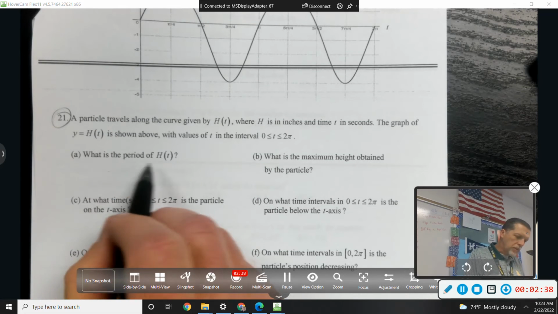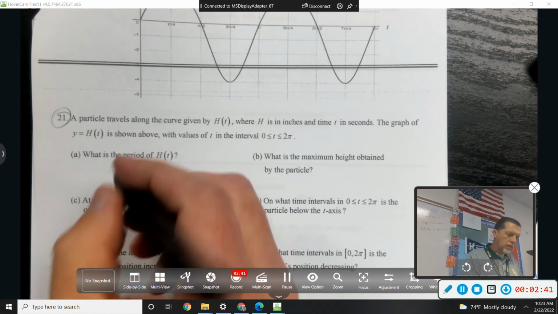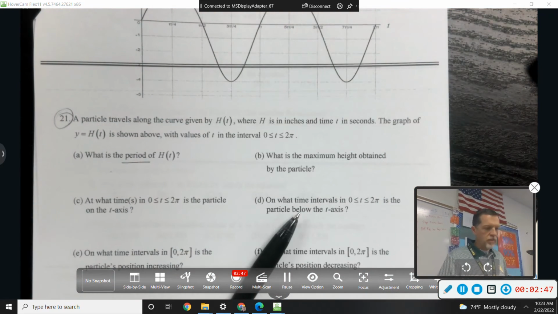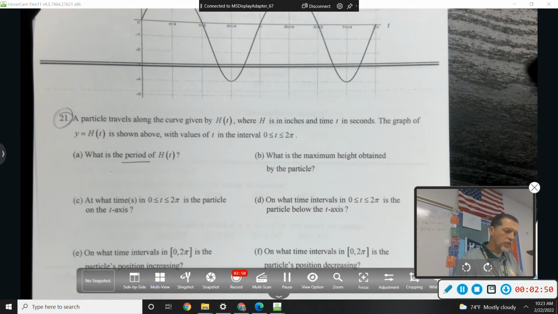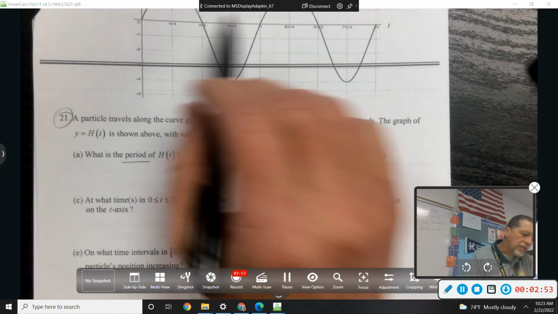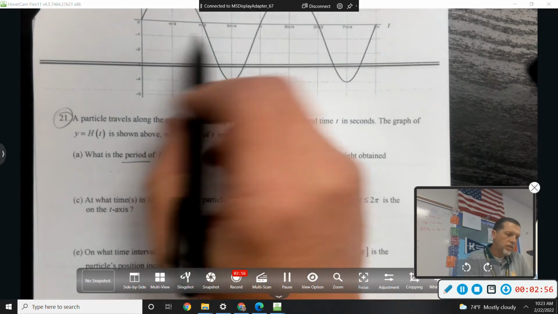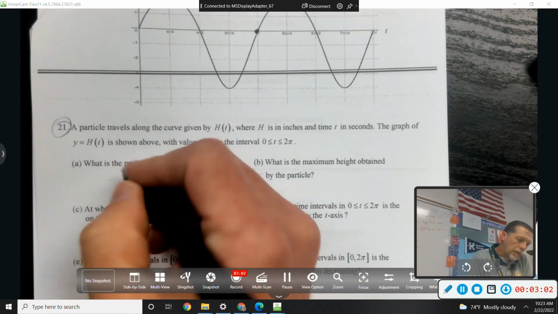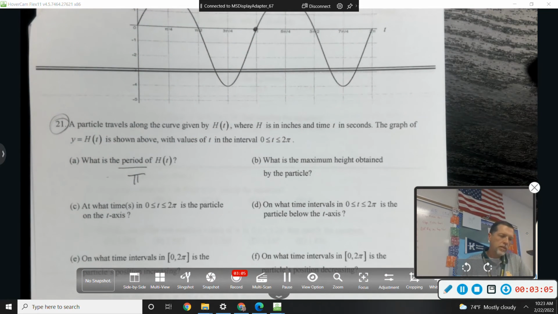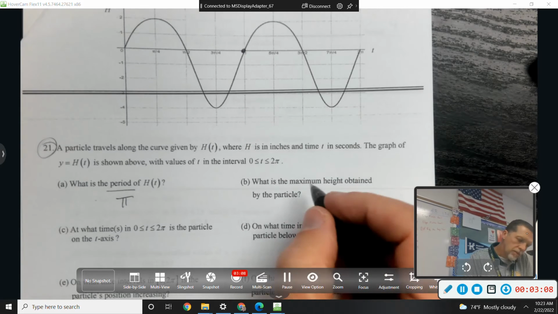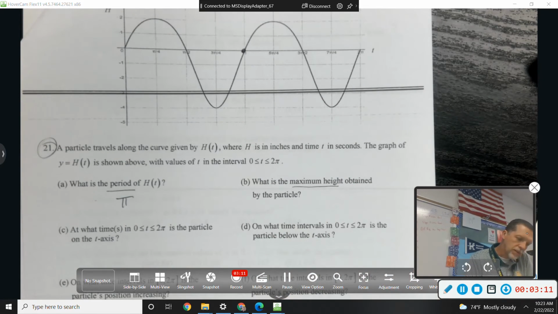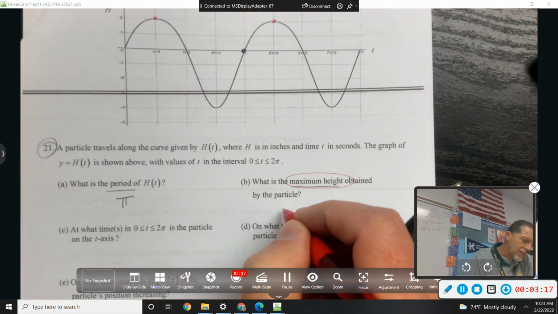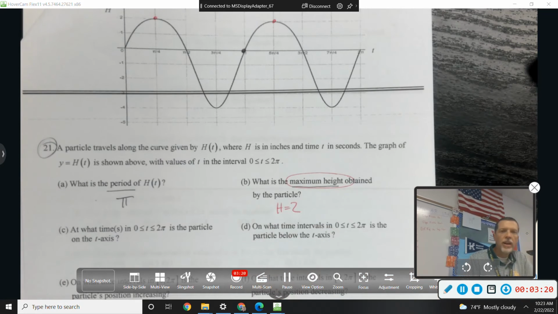So part A, what is the period of h of t? So the period is how wide the window is before it starts over. Or just where does it start over, I guess, is one question to ask. So what's the period of this graph? Pi. So we graph it all the way to 2 pi, but it starts over right here at pi, so the period is pi. What is the maximum height obtained by the particle? Well, that would be there and there, but either way, the height is 2. So h is 2.